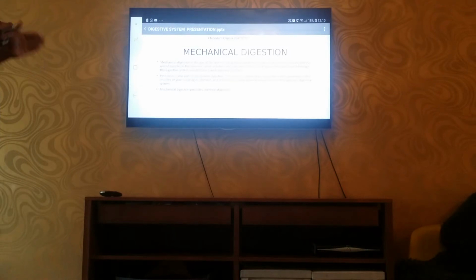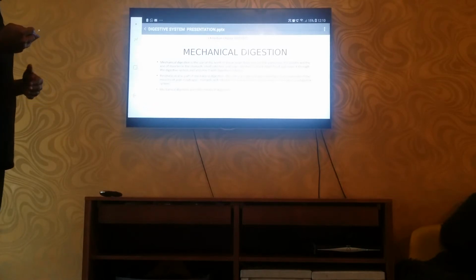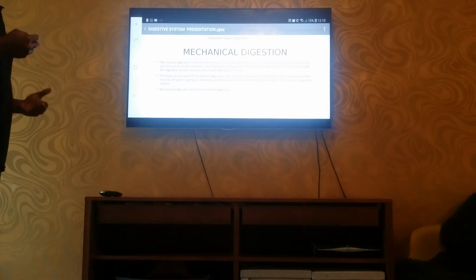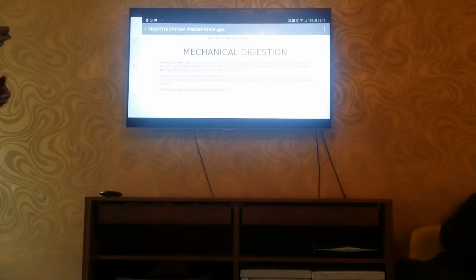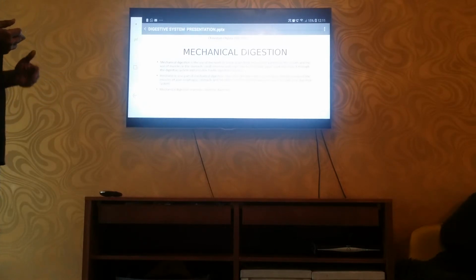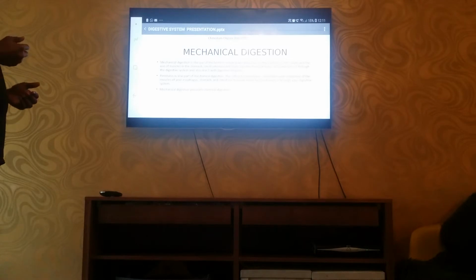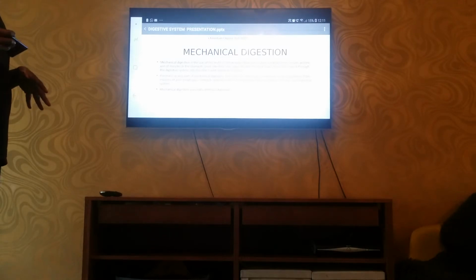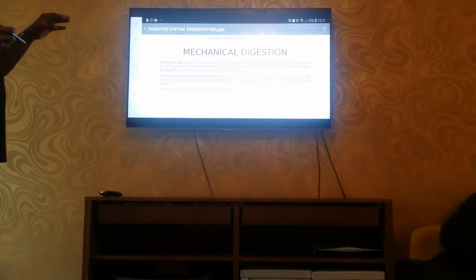Peristalsis is also part of mechanical digestion. This refers to involuntary contractions and relaxations of the muscles of the esophagus, stomach, and intestines to break down food and move it through the digestive system. Mechanical digestion happens before chemical digestion can take place.